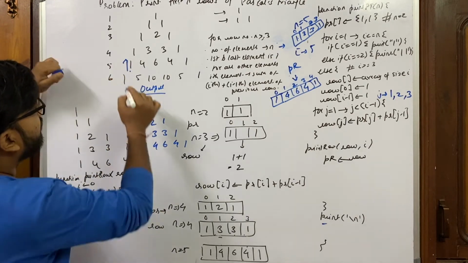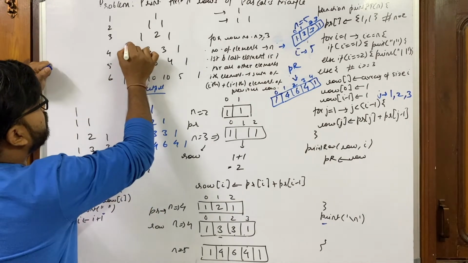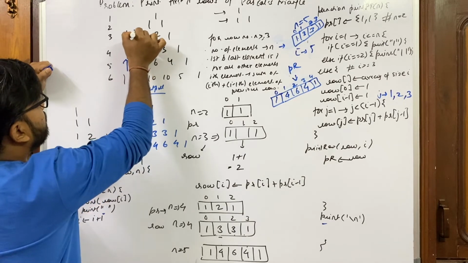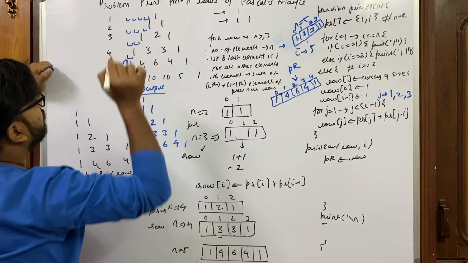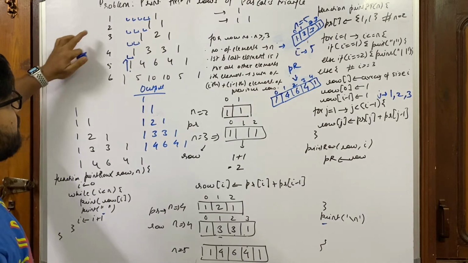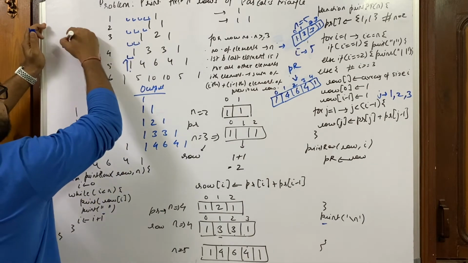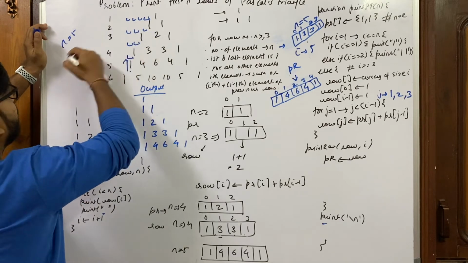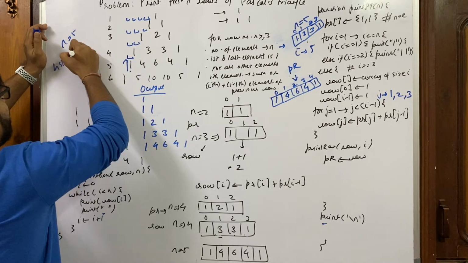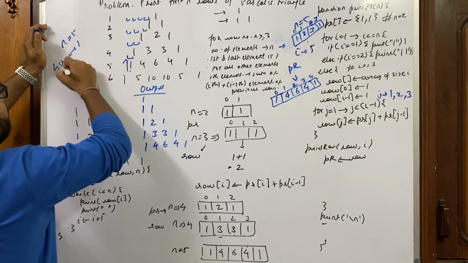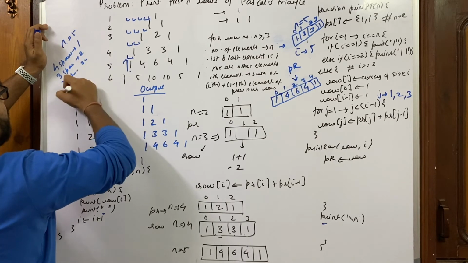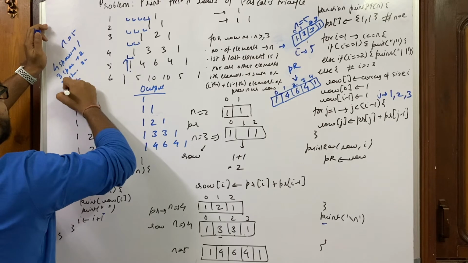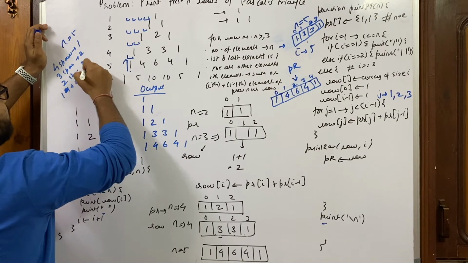So in this case, I have 1 space before this row, 2 spaces before this row, 3 spaces before this row, and 4 spaces before the first row. So what do I do if I have to print, say, n equals 5 rows? I have to print 4 spaces for the first row, then 3 spaces for the second row, 2 spaces for the third row, and 1 space for the fourth row.